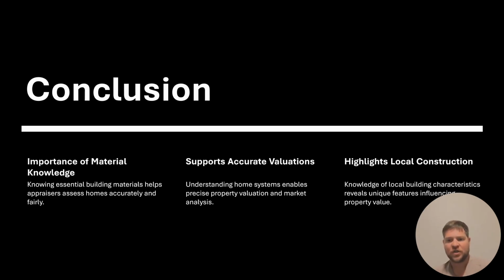Highlights local construction: knowledge of local building characteristics reveals unique features influencing property value. If you get really good at it, you start to understand, let's say you're in a coastal town. A lot of coastal properties are built much differently than properties built 30 miles inland, right? So you're going to want to be like, oh, okay, it's not going to compare the same. They're going to use different materials, different building construction, different construction types. It's going to affect the overall value. But is the value of the home based on location, or is it based on building quality, right? What is building quality? So you have to adjust your mindset for every market that you're looking in.